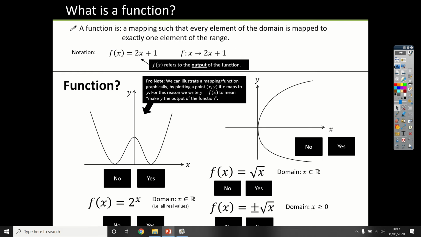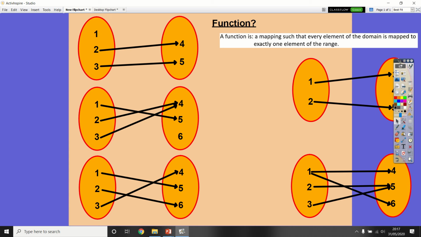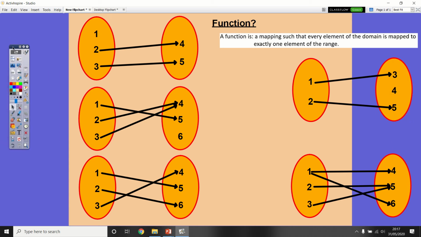So I'll go back to some of the oval-looking definitions of a mapping, and we'll decide whether it's a function or not according to this definition. Looking at this first one, is it a function? I'll give you a few seconds to look at the definition again and see what you think. Okay, so hopefully you answered no to that first one. This is not a function, and that's because of the 1. The 1's the problem because this is an element of the domain which does not get mapped to an element of the range. It doesn't go anywhere.